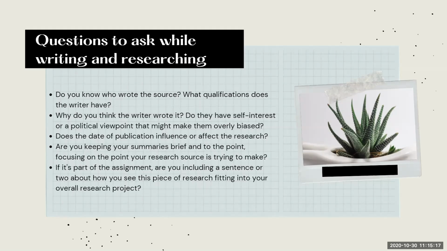Are you keeping your summaries brief and to the point, focusing on the point your research source is trying to make? So again, trying to decide the type of annotation style that you want to use. Are you going to do something that's more succinct and straightforward, or are you going to provide a little more information in regards to the source? If it's part of the assignment, are you including a sentence or two about how you see this piece of research fitting into your overall research project? So again, thinking about how you're utilizing the research and how it's relevant to what you're putting together.